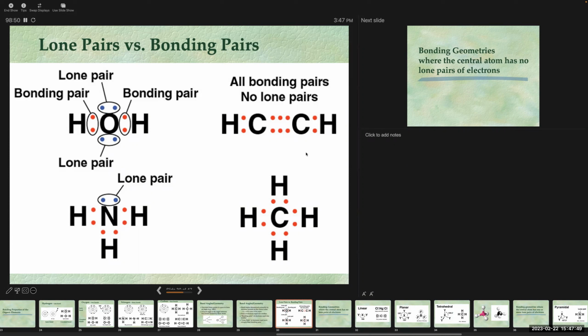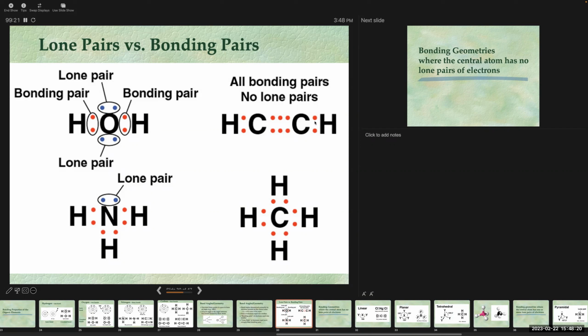Then over on the right, we have a couple of molecules where every single electron is part of a bonding pair. There are no lone pairs. So here in the bottom right, we have methane gas, CH4. The carbon has a bonding pair with one hydrogen, a bonding pair with another hydrogen, a bonding pair with another hydrogen, a bonding pair with a fourth hydrogen, and the carbon in the center has no lone pairs.